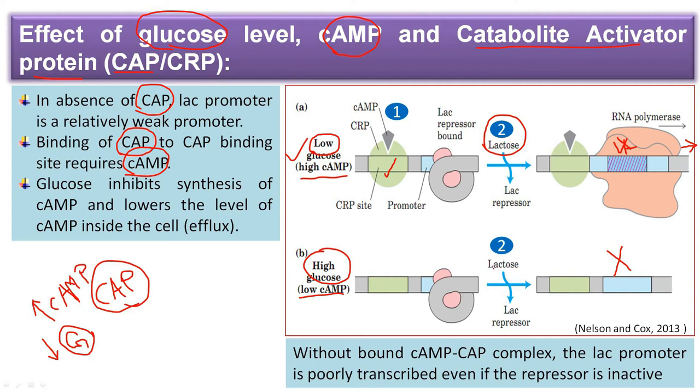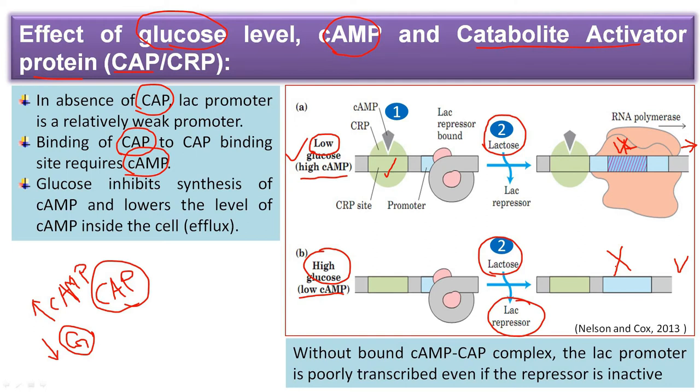Whereas the second condition is fulfilled. Lactose is present, so allolactose will form and it will inhibit the lac repressor, so the operator site is free. But though the operator site is free, the RNA polymerase is not binding here because of the absence of cAMP. So for efficient transcription, the operator site must be free and the RNA polymerase must bind to the promoter.